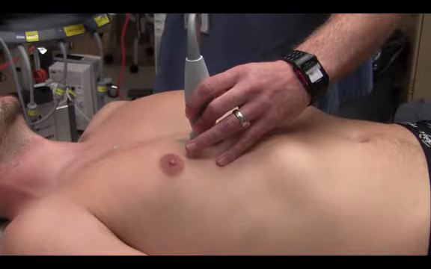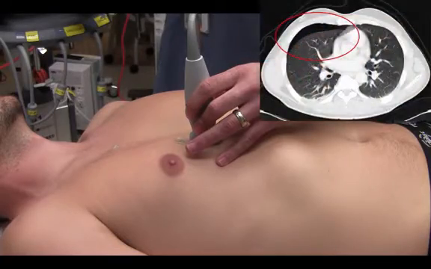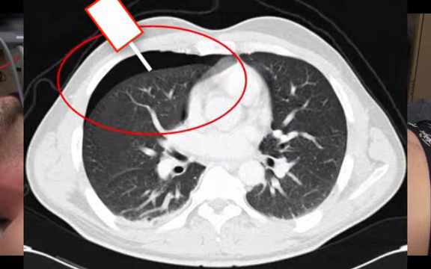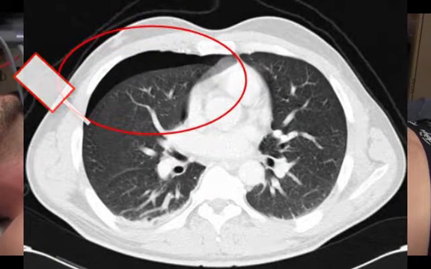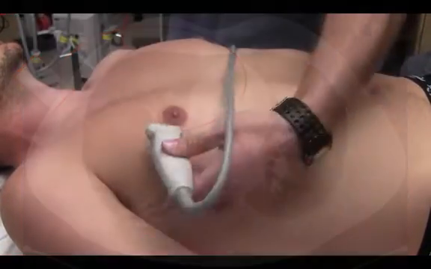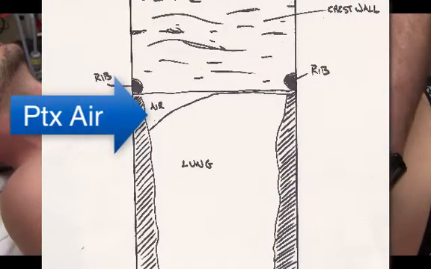When you identify a pneumothorax, the next step is to attempt to quantify it. Move the probe posteriorly to identify where the normal pleural interface contacts the boundary of the pneumothorax. Here's a CT image to help you visualize it. If you imagine putting your probe where you would initially anteriorly, you see the pneumothorax. As you slide it posteriorly, you can find the interface where the normal lung and the abnormal lung run into each other. Here's a schematic to show you what you're looking at.